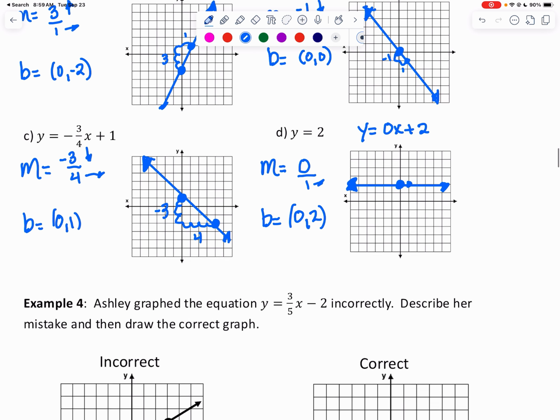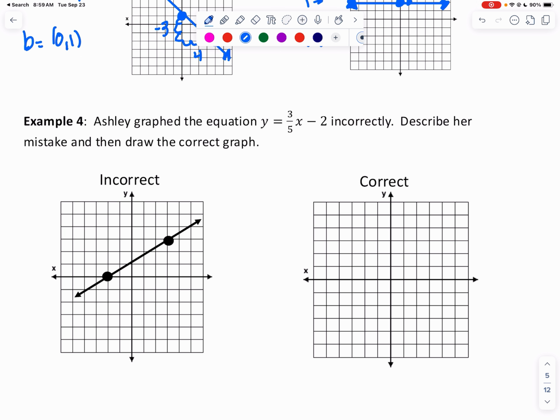All right, example 4. Ashley graphed the equation y equals 3/5 x minus 2 incorrectly. Describe her mistake and then draw the correct graph. So pause the video right now and see if you can figure out what Ashley's mistake was. All right, welcome back. Did you notice that Ashley placed the negative 2 in the wrong place? This negative 2 is the y-intercept, not the x-intercept.